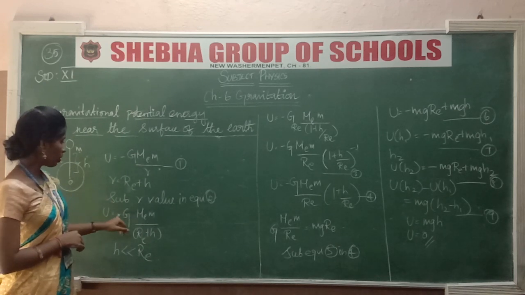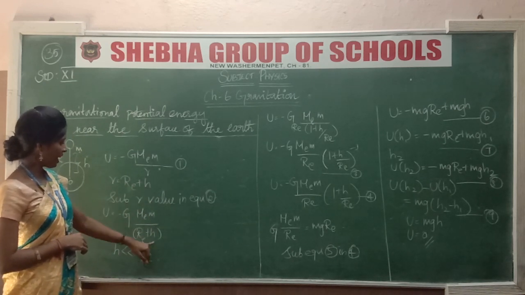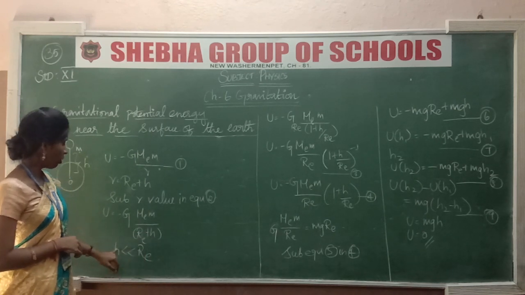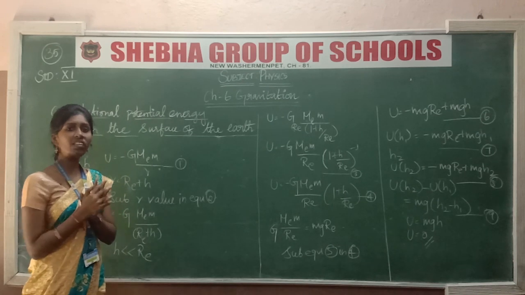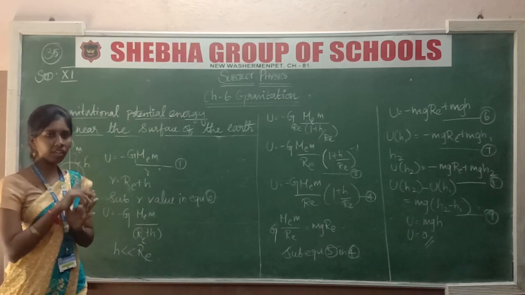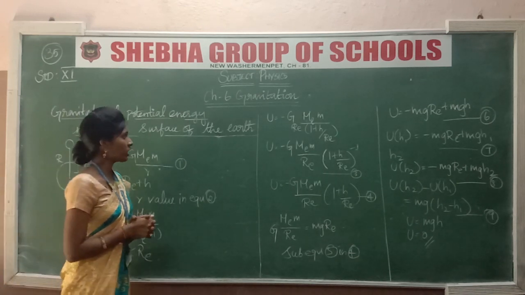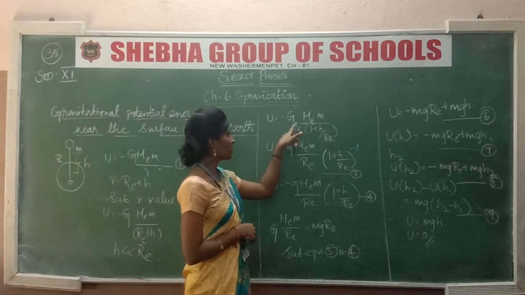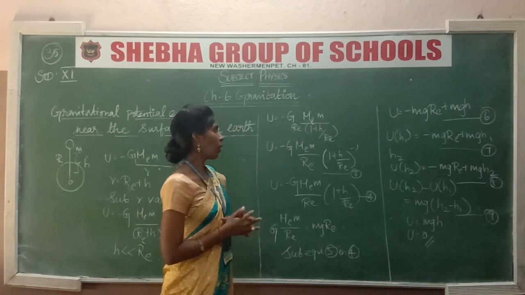So U is equal to minus G M_E m divided by RE plus H. After substituting, H is greater than RE. The height is greater than the radius of the earth, so the radius no longer forms a circle, and its value changes. So U is equal to minus G M_E divided by 1 plus H.